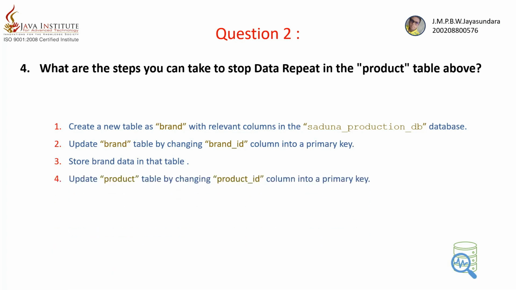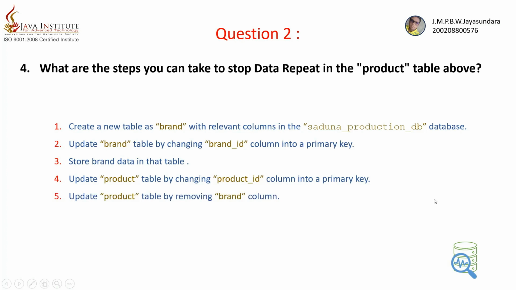Then we can update our product table by changing product ID column into a primary key. So we have our brand table and we have our product table. We need a primary key to our product table. We can do that by changing our column product ID, which is in our product table, into a primary key. So the product details can be uniquely identified by those product IDs.